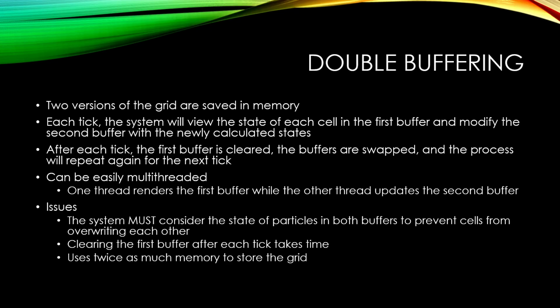Like for example, if you have two cells that are trying to move into the same area, with a bad double buffering implementation, one cell might move into the area and then the other cell will move into the area, but because they can't see the future state, one cell overwrites the other. That's why you need to look in both buffers. It's also worth noting that clearing the first buffer each tick takes time, and depending on the size of your map, that could take quite a while. And of course, it does use twice as much memory as single buffering would.